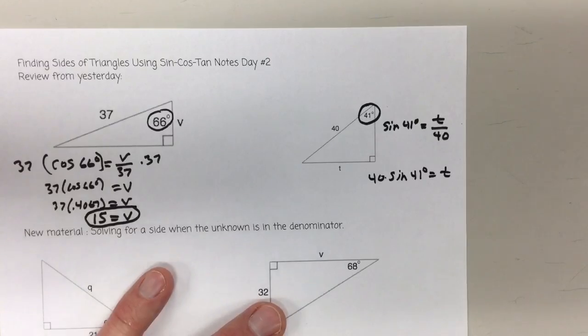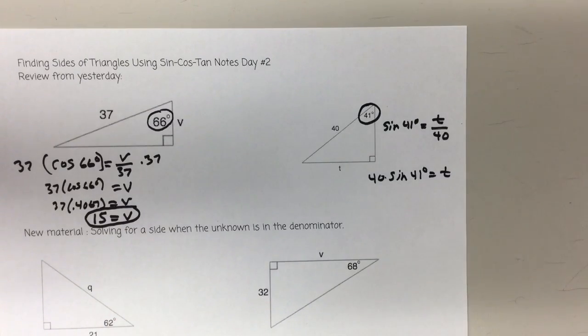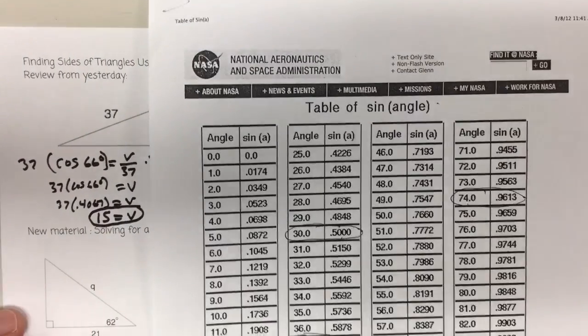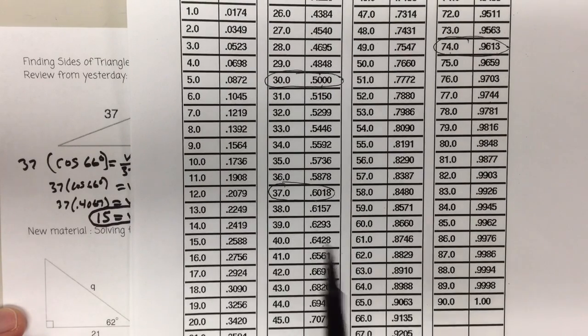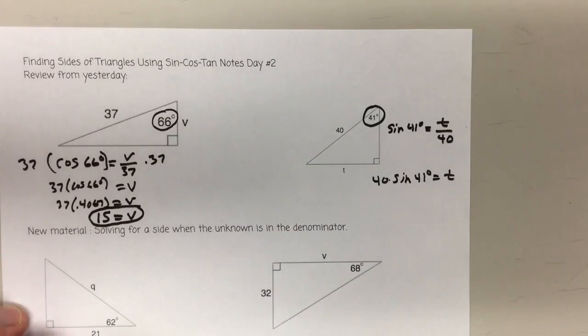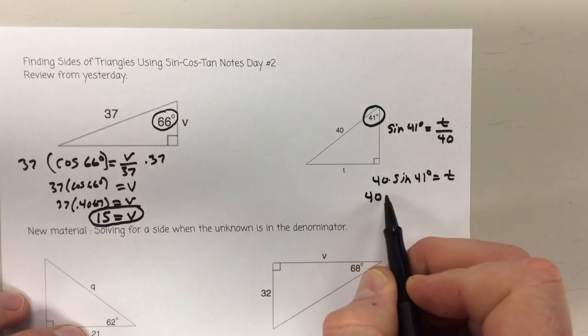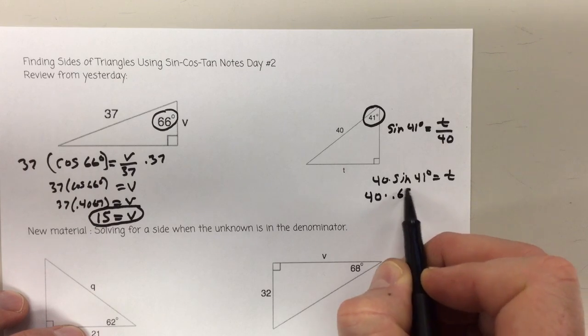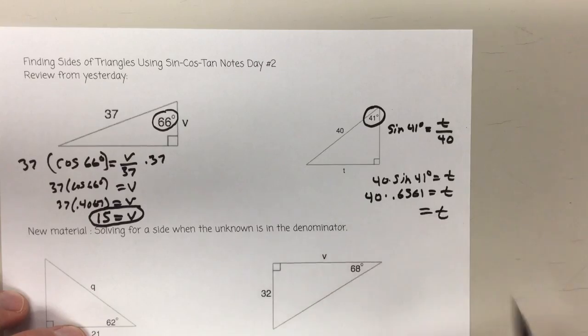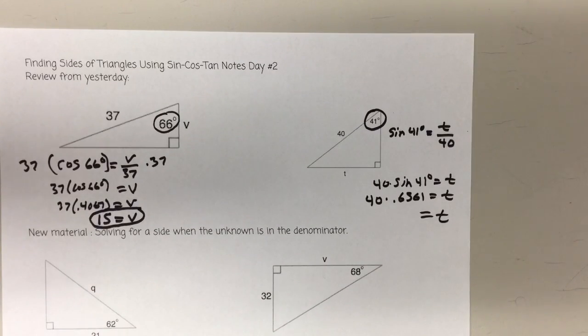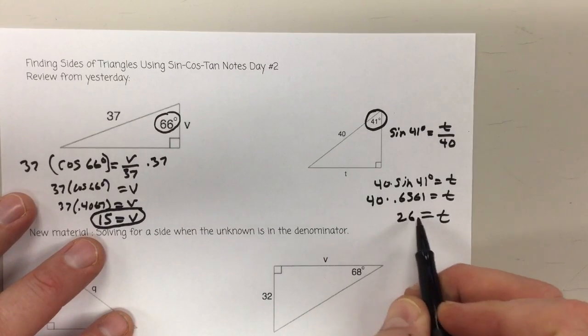And then I need to look up sine of 41 in my table. So this time I'm on the sine table. And I go to 41, which is 0.6561. So I replace sine 41 with 0.6561. And now just multiply those two together using your calculator, and you end up with 26.